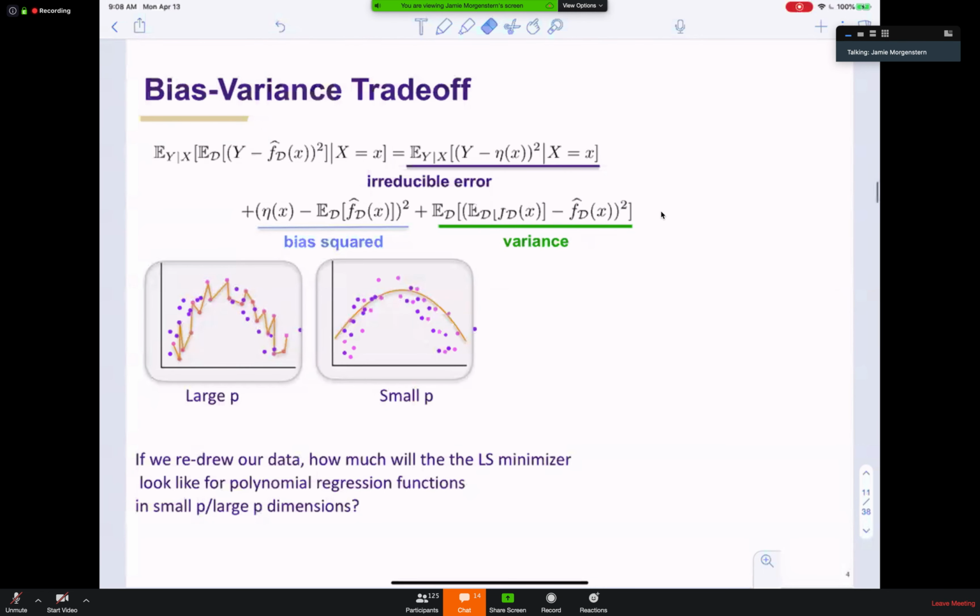If we look at this, the variance term in particular is asking: if we redrew our data, if we initially started with the pink dots but imagine redrawing our sample from the same distribution, we might get the purple dots rather than the pink dots. If we get those purple dots and imagine redrawing this orange line, which represents the least squares estimator for large p and small p, we might want to know how much our estimator f hat would change.